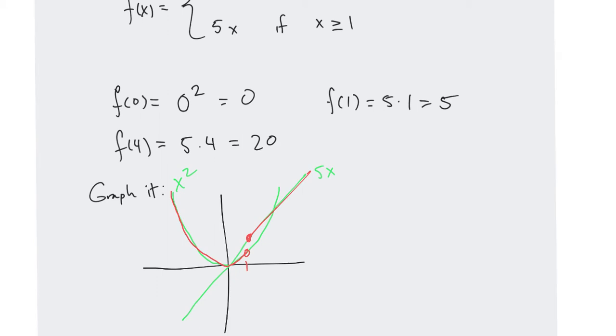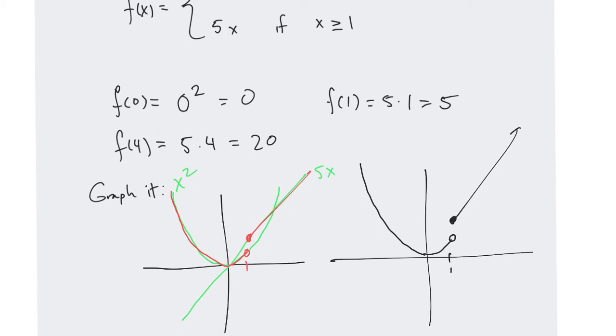So it's like that. So my true final answer looks like this parabola until you get to 1, at which point it just sort of stops and then changes into this line, like so. All right? This is the graph of the piecewise function. Sometimes I'll put the little arrows on the end of my lines to indicate that they go on forever.